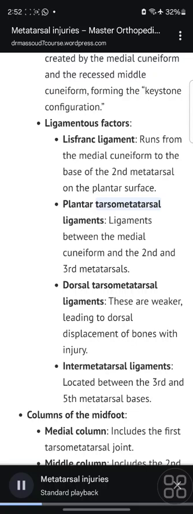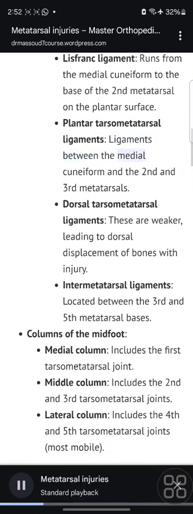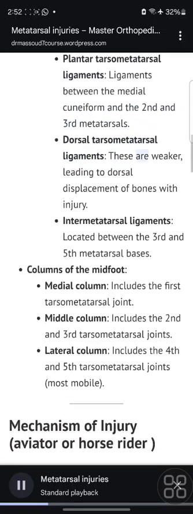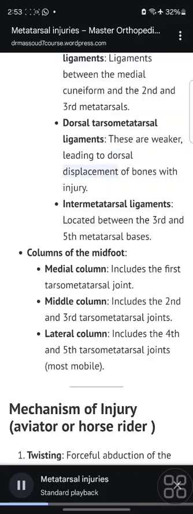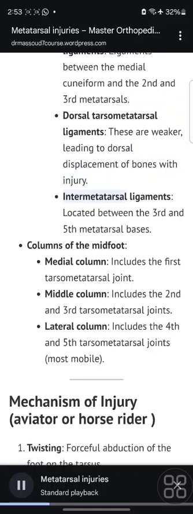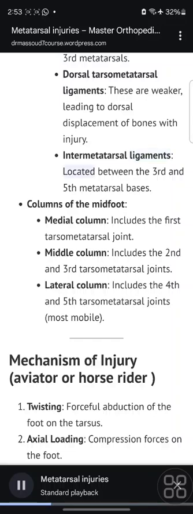Plantar tarsometatarsal ligaments. Ligaments between the medial cuneiform and the second and third metatarsals. Dorsal tarsometatarsal ligaments. These are weaker, leading to dorsal displacement of bones with injury. Intermetatarsal ligaments, located between the third and fifth metatarsal bases.